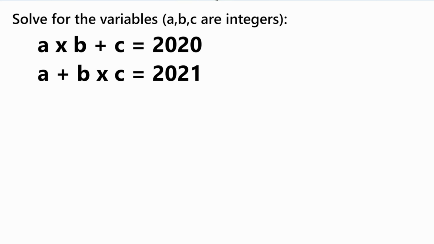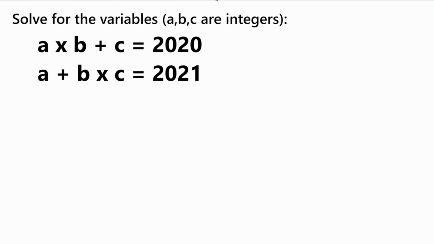Today I brought you guys this problem where we are given these two expressions: a times b plus c is equal to 2020, and a plus b times c is equal to 2021. What we need to do is solve for the variables a, b, and c, keeping in mind that these values a, b, and c are integers. So let's go ahead and find what these variables stand for.